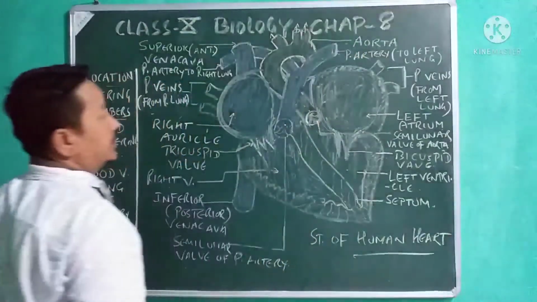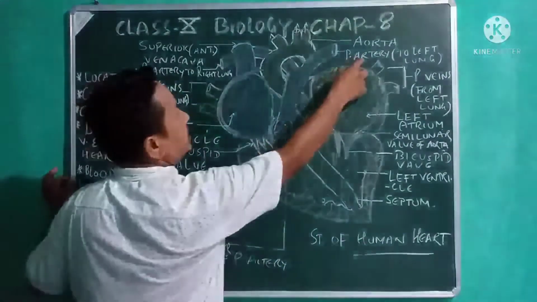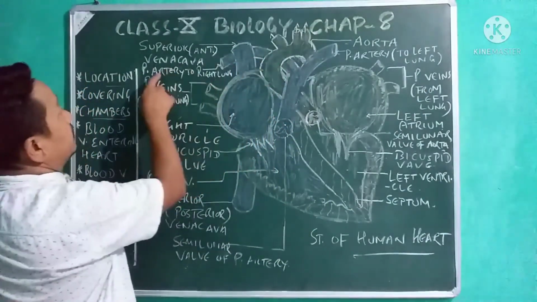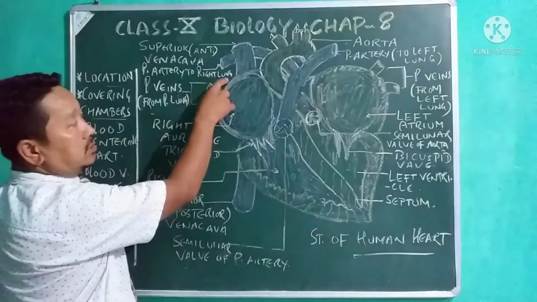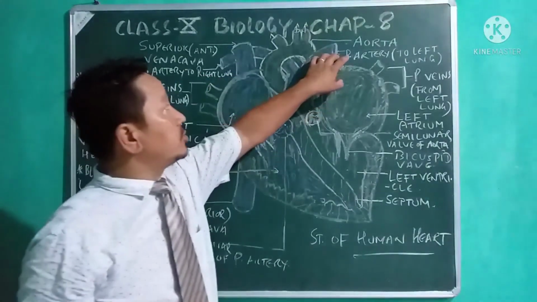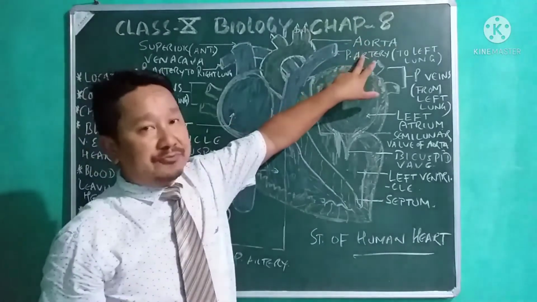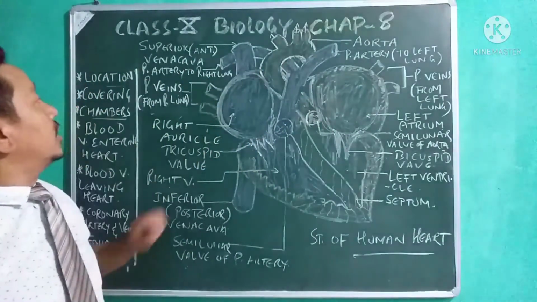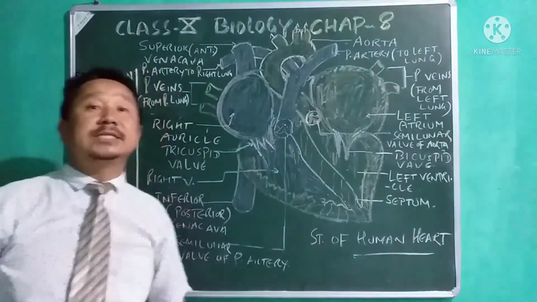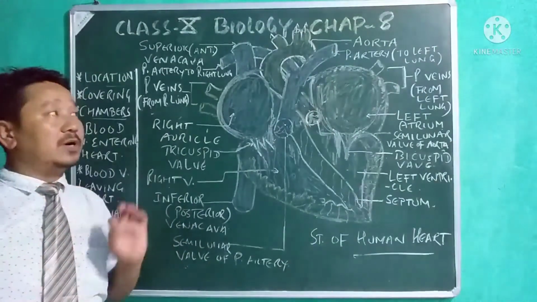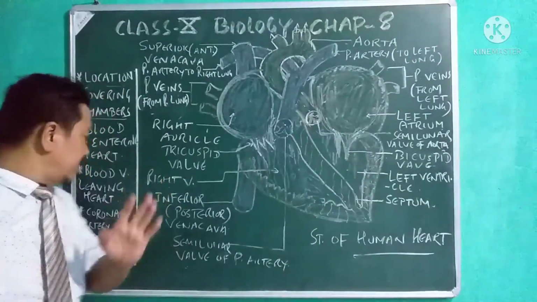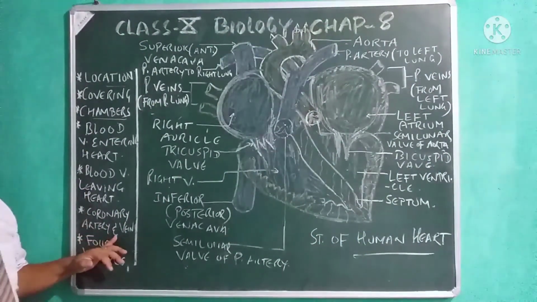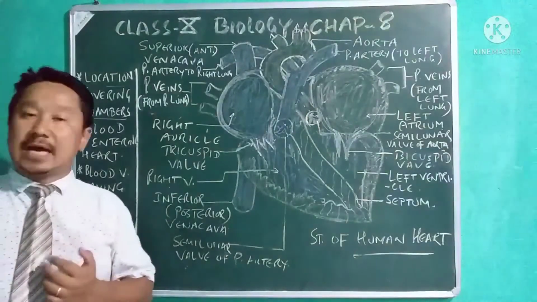Aorta. Then your pulmonary artery here, going to the left lung, and another pulmonary artery, you see here, going to the right lung. So these two, your aorta and pulmonary artery, one going to the left lung, the other to the right lung, are the blood vessels leaving the heart. Please remember, they are the ones which leave the heart. Then coronary artery and veins, some other blood vessels are also there.